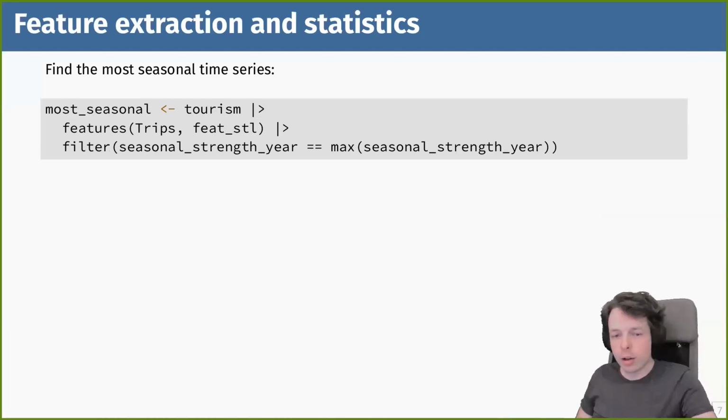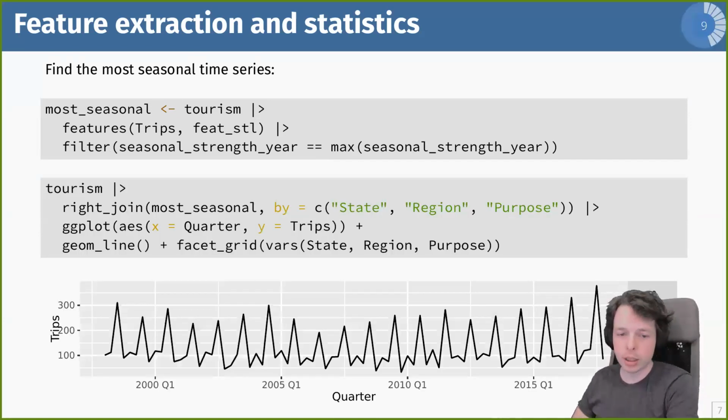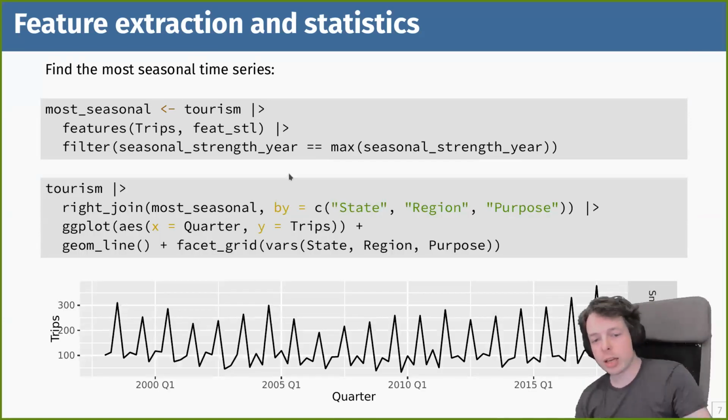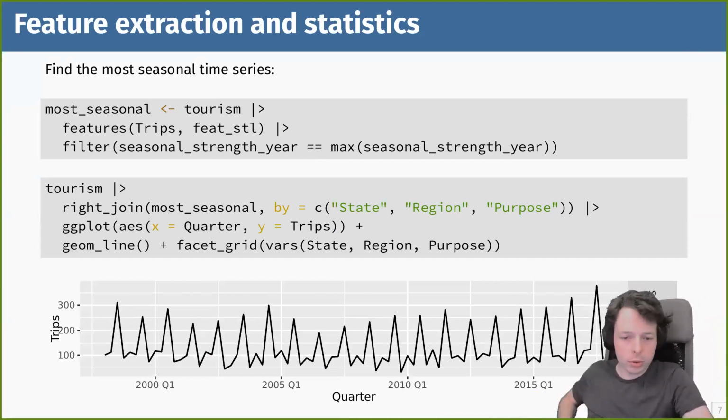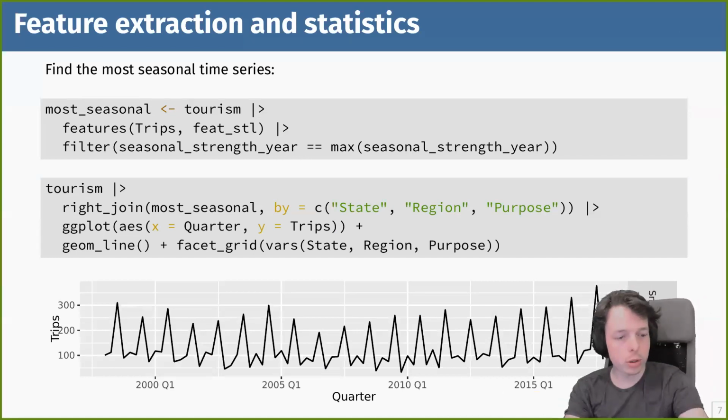So we've seen how to filter different time series of interest based on the features. Another way that you can do it is calculating the maximum seasonal strength here. So not using a greater than a certain value based on what you've seen, but just filtering the maximum. And then you can use a right join, which is an alternative way of filtering. So let me show you how this works. I'll switch back to R.